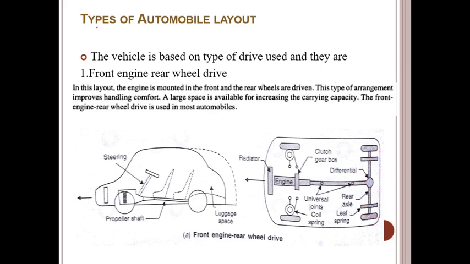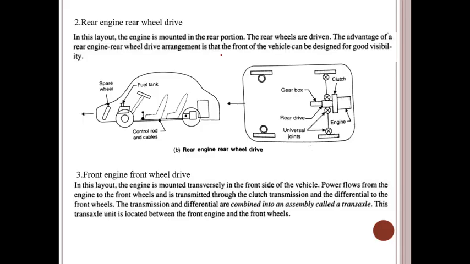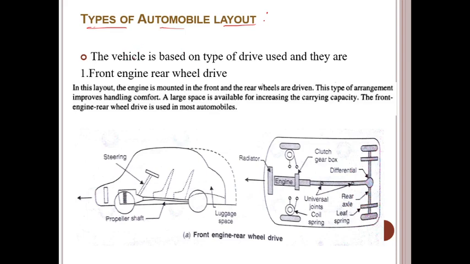Here we have to discuss the types of automobile layout. What is a layout? We have to discuss it here. The vehicle layout is based on the type of drive you use. The first layout is front engine, rear wheel drive. We know this is our automobile. Where is the location of the steering, and where is the location of the engine? In the front of the vehicle. If you observe here, this is the radiator to maintain cooling of the engine. There is a clutch and gearbox in the back side of the vehicle. This is the rear wheel.